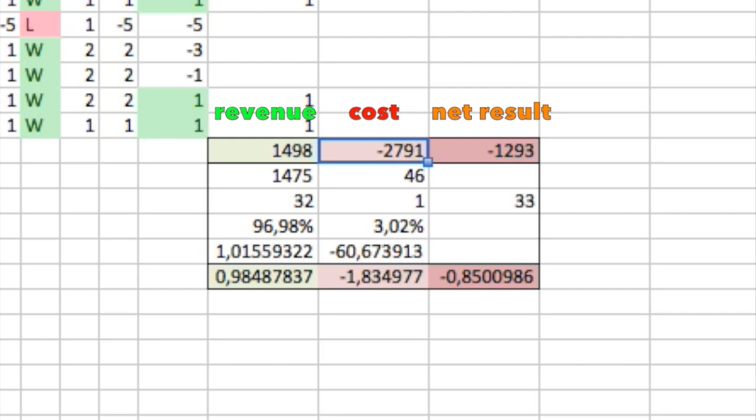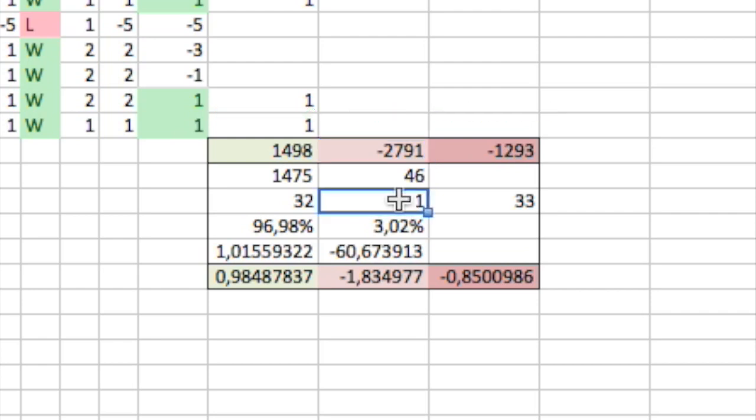Revenue minus cost is the net result, a loss of 1,293 euro. To one losing session, I had 32 winning sessions. The probability you will win is 96.98, and the probability you will lose is 3.02. So even though this is higher than this, you will lose. This system did not create a positive expected value. On the contrary, it created a negative expected value. So we expect something negative. We expect loss.